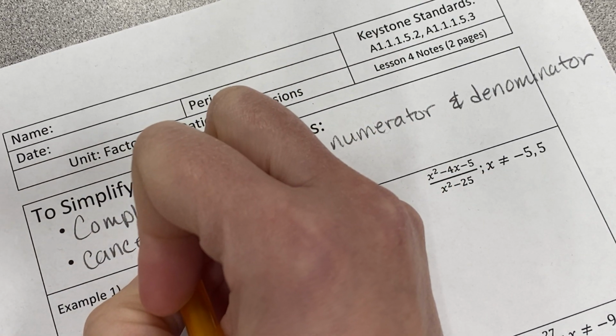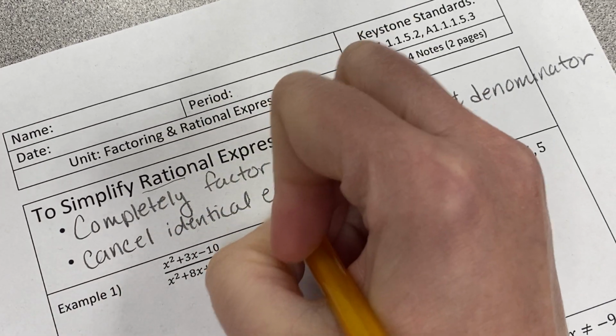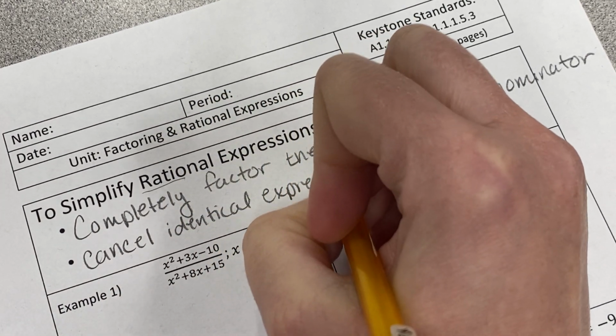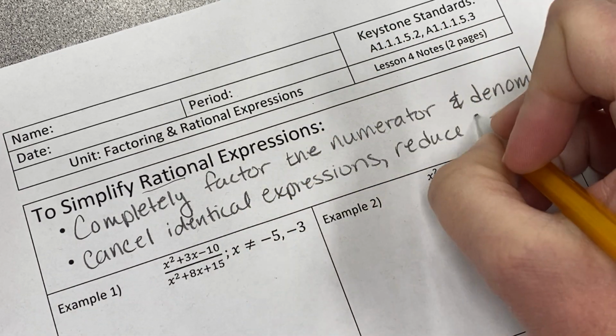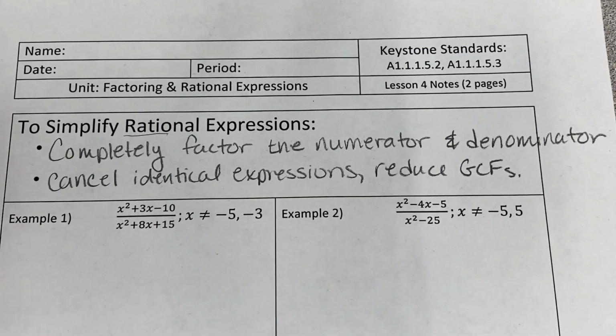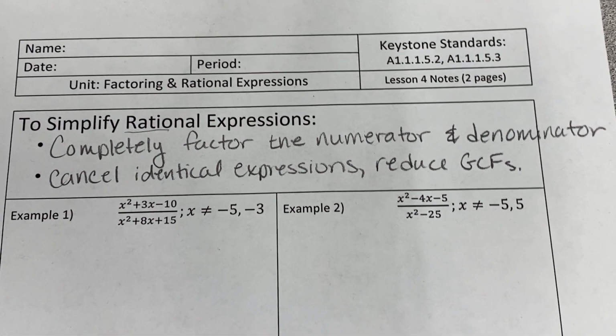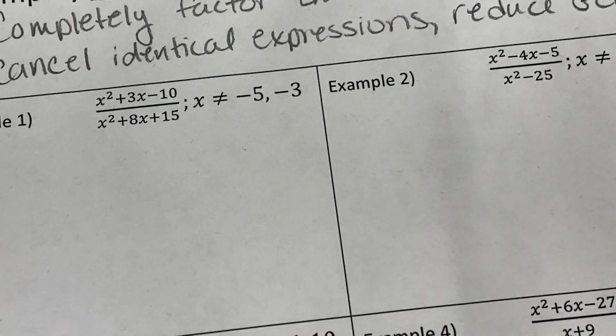So, cancel. All right. So it's very similar to what we did in the last lesson, except the factoring part wasn't done. So we'll have to do the factoring first and then do what we did in the last lesson. So let's take a look at this first example here.